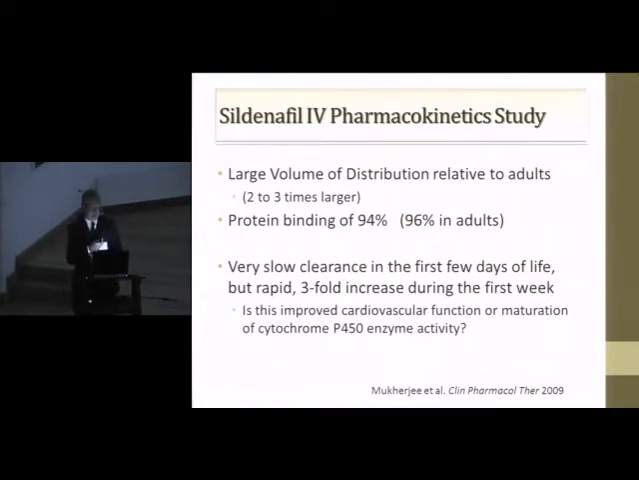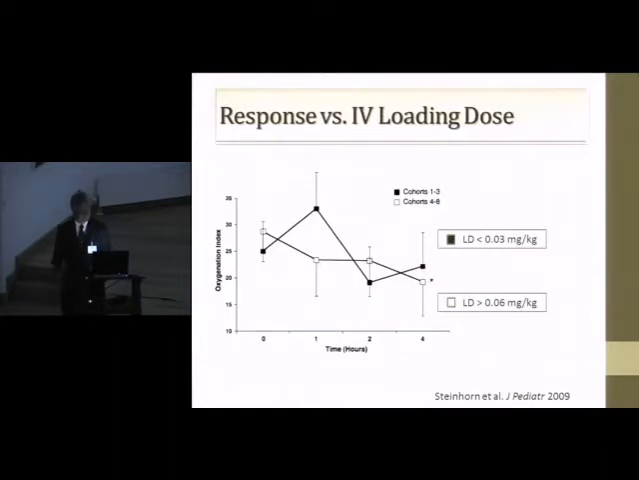And based on this pharmacokinetic study here, published in Clinical Pharmacology and Therapeutics by Mukherjee and colleagues, this group of authors is all the people who work for Pfizer. And they were the ones doing the study with Robin Steinhorn's group. So even though you're reading 2 separate papers, presented in 2 different ways, it's actually the same study in the same babies. But what they found was very slow clearance in the first few days of life, but a rapid, 3-fold increase in clearance during that period of time.